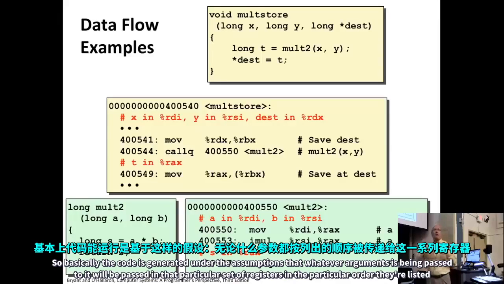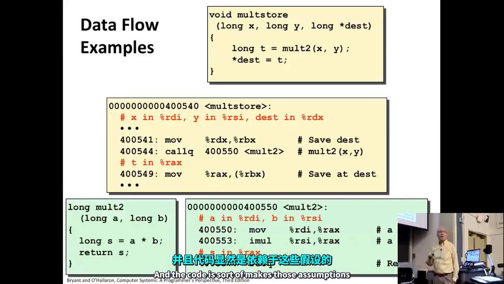So basically, the code is generated under the assumption that whatever arguments are being passed to it will be passed in that particular set of registers, in the particular order they're listed. And the code makes those assumptions.